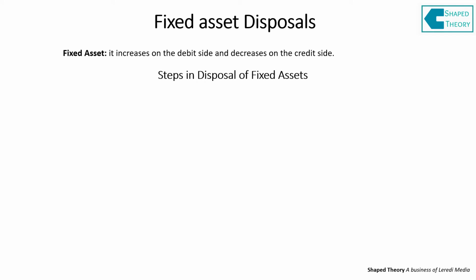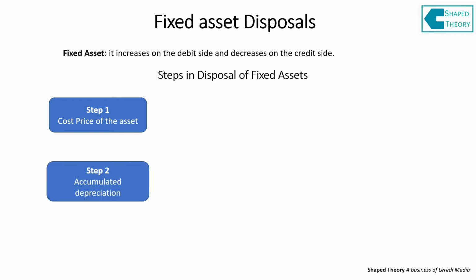Now, let's look at the steps that one can follow in disposal of fixed assets. Step 1 is to determine the cost price of the asset. This is the purchase price of the asset when it was initially bought by the company. Step 2 is calculating the accumulated depreciation of the asset. This involves taking the prior year accumulated depreciation and adding it to the current year depreciation amount, which will give you the total accumulated depreciation amount for the asset.